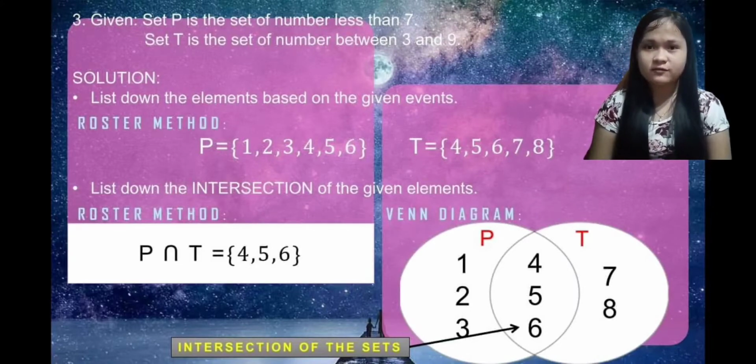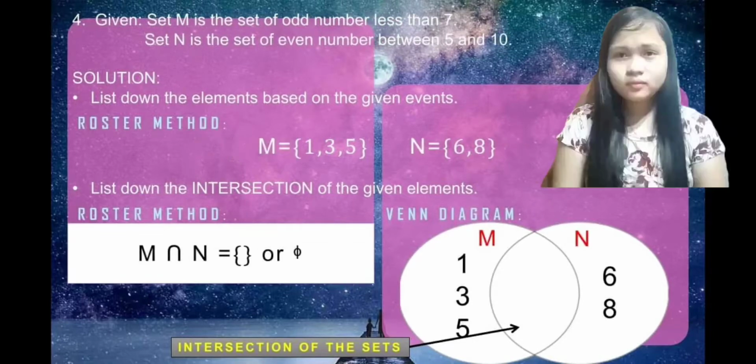Set T is the set of numbers between 3 and 9. Ang makikita nating number between 3 and 9 ay 4, 5, 6, 7, 8. So, yung set T ay 4, 5, 6, 7, 8. Roster method is P intersection T equals 4, 5, 6. Dahil both sets ay may 4, 5, 6. Sa Venn diagram, set P contains 1, 2, and 3. And sa set T contains 7 and 8. In the middle is the intersection of sets P and T. 4, 5, and 6 is the intersection of the sets.